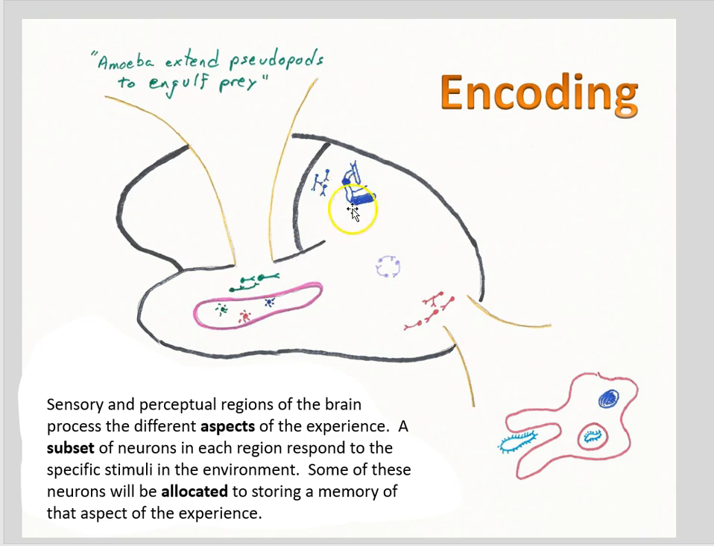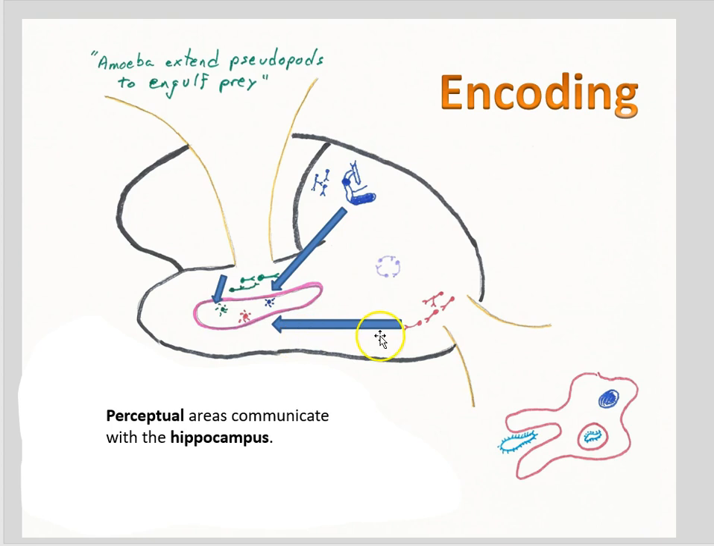And within each region of the brain there, a subset of those neurons will be responding to the specific stimuli, and they will be allocated to storing a memory of that aspect of the experience. So the memory of what amoeba and paramecia look like will be stored in visual areas. The sound of the word amoeba will be stored in auditory areas. What it feels like to handle the microscope will be stored in the touch areas of the cortex, etc. Now, all of these perceptual regions send information down into the hippocampus. So we would say there's a convergence of that information in the hippocampus.